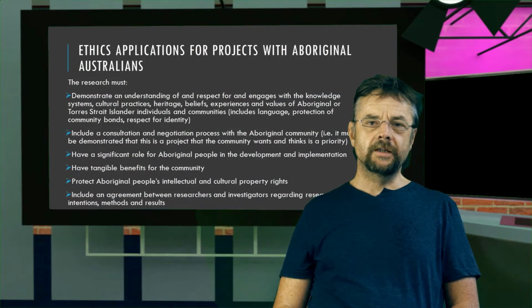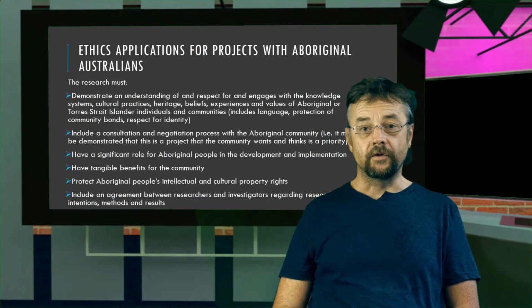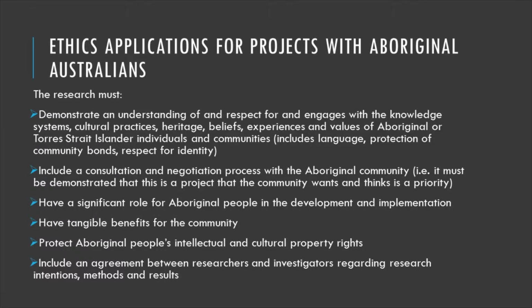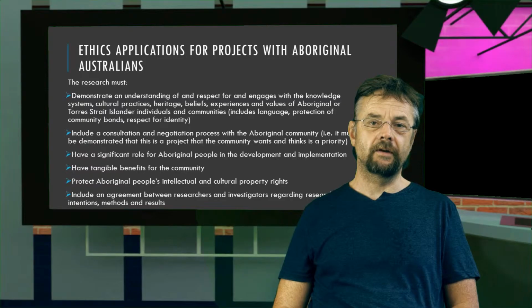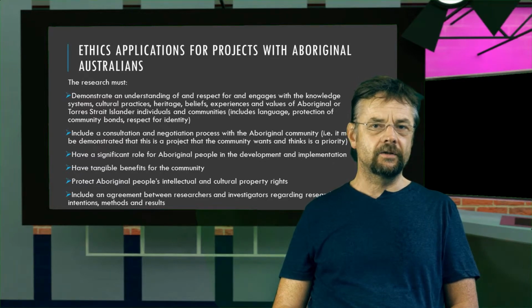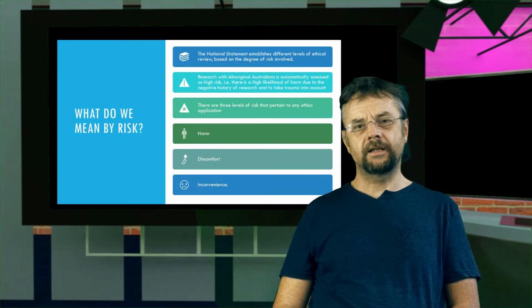Now, the application of these principles is governed through the submission of an ethics application for review by a Human Research Ethics Committee, which we discussed in a previous lecture. Applications for research with Aboriginal Australians are automatically reviewed as high risk, and there are a number of aspects that you must respond to in your ethics application. Typically, the committee that looks at your application will include Aboriginal representatives. Now, let's have a think about what we mean by high risk and risk in general.